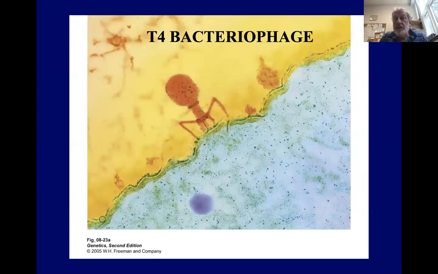Now moving on to viruses, this shows T4 bacteriophage perched on a bacterial cell. So the blue stuff is bacterial cytoplasm, the yellow stuff is outside the cell, and the red thing that looks kind of to me like a lunar module is the phage itself, and it's in the process of injecting its DNA into the bacterial cell.